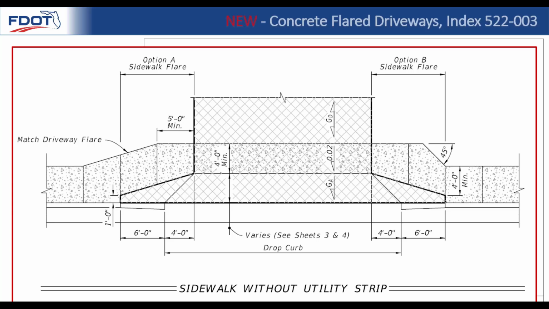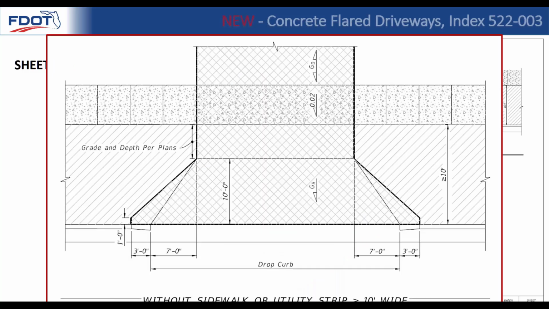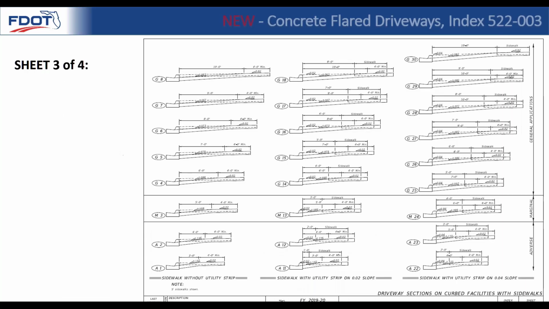And then the other plan views included on this sheet are, again, just covering the options that were previously covered in Index 515. This one for utility strips equal to or greater than 10 feet wide, and then finally the one for utility strips less than 10 feet wide. The rest of the index just includes the alphanumeric identified typical driveway profiles that were previously included in Index 515.